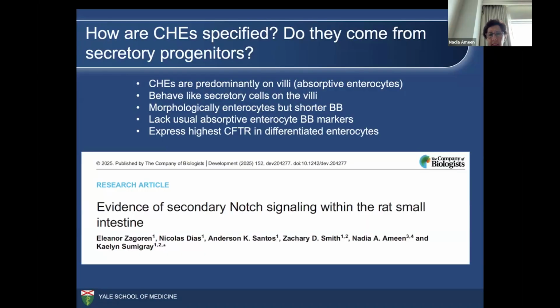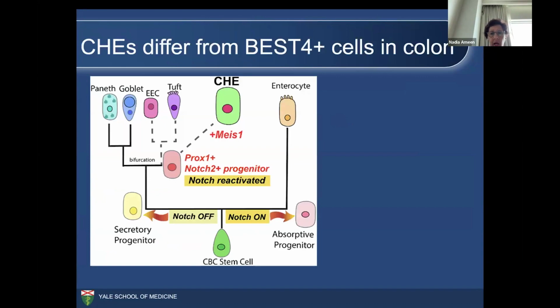So we collected data, and we just published this paper in Development, looking at the cell fate of the Chi cells using the rat small intestine as a model. And we found that there is a secondary Notch signaling involvement in these cells. So here's a schema of what we found in this study: secretory progenitors are Notch off, and what is widely accepted is that these secretory progenitors lead to the development of Paneth, goblet cells, enteroendocrine cells, and tuft cells. But what we discovered in our work is that there is a bifurcation along the secretory pathway that gives rise to a progenitor that gets reactivated by Notch to lead to a Chi cell.